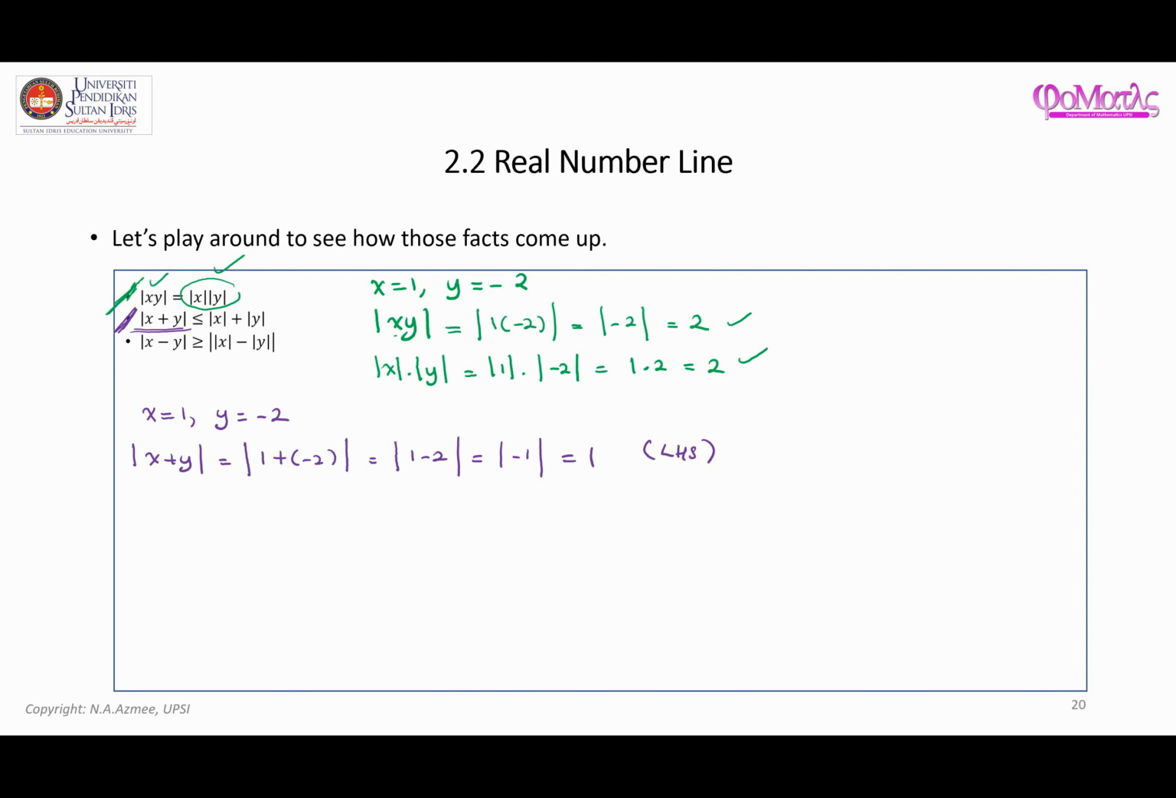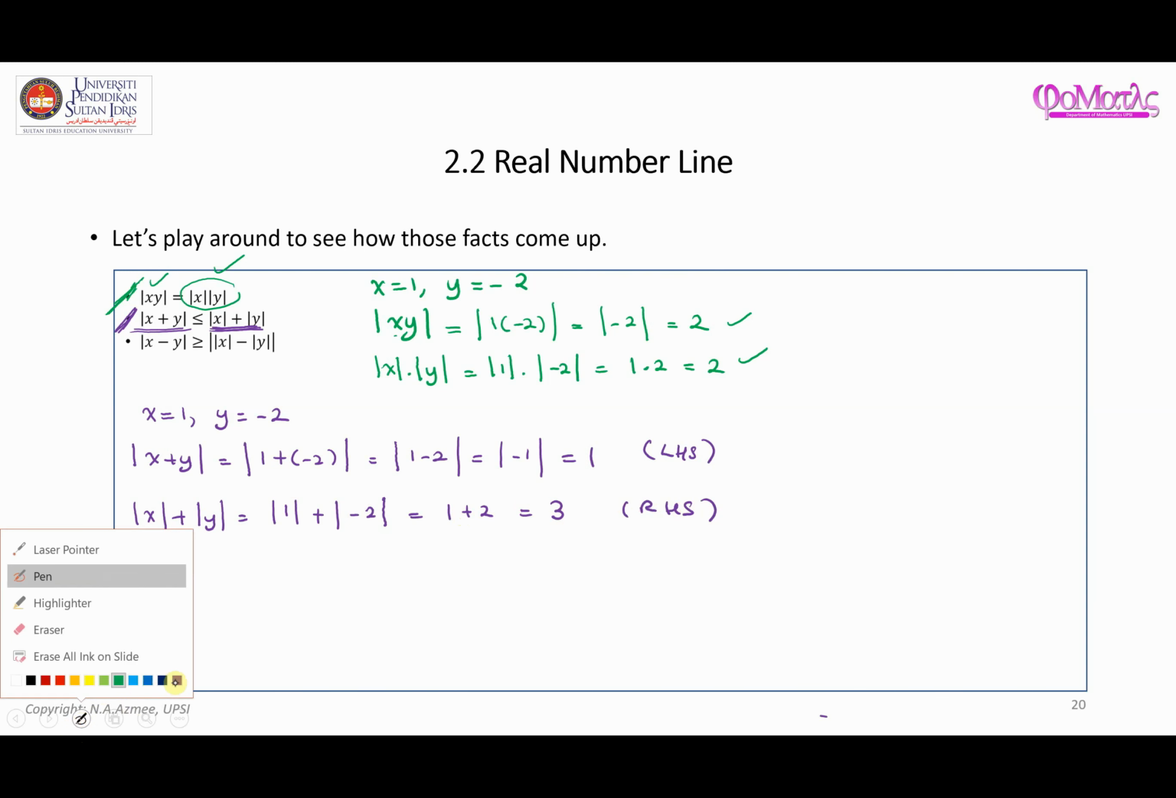Now let's look at the right hand side. The right hand side is the absolute value of x plus the absolute value of y, and this is equal to the absolute value of 1 plus the absolute value of negative 2, which becomes 1 plus 2, and this becomes 3. So this is the right hand side, and you can see from the results that we got here, the left hand side is less than the right hand side.